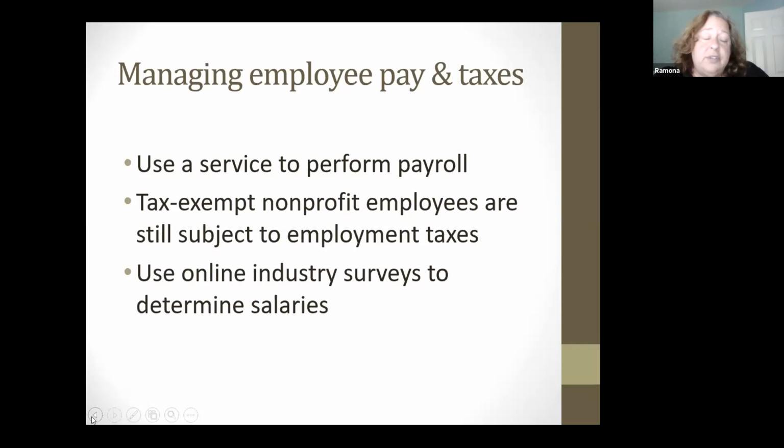And then another thing I just threw out there that I know our organization uses, and other organizations do, is online industry surveys that can help you determine salaries, basically, if that's something that you need to look at. Just know that there are resources out there. And of course, that also is dependent upon the cash and resources of the organization.